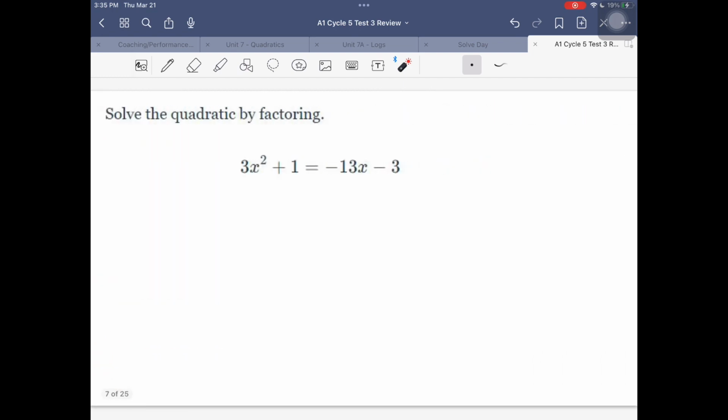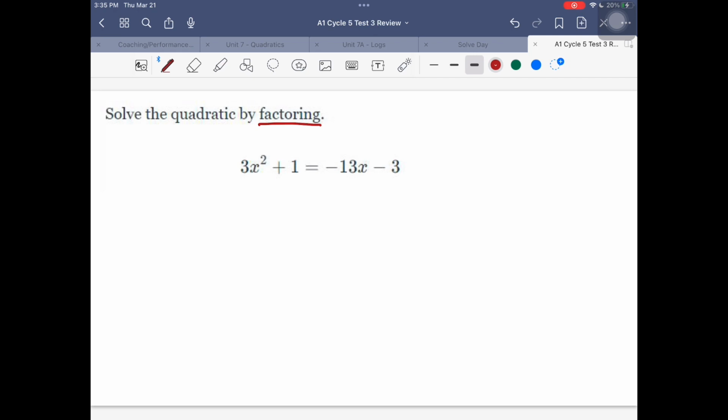Ooh, this one's a little bit tough. We need to solve this by factoring, okay? On your test, you are going to have to do this by hand, so we need to make sure we know how to do it. Your teachers and I are going to be expecting work: show work, show work, show work, okay?